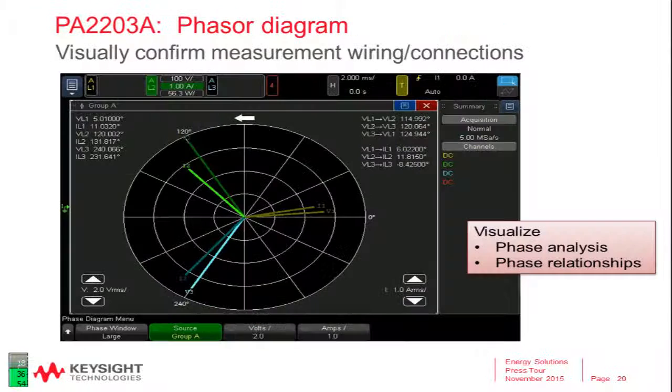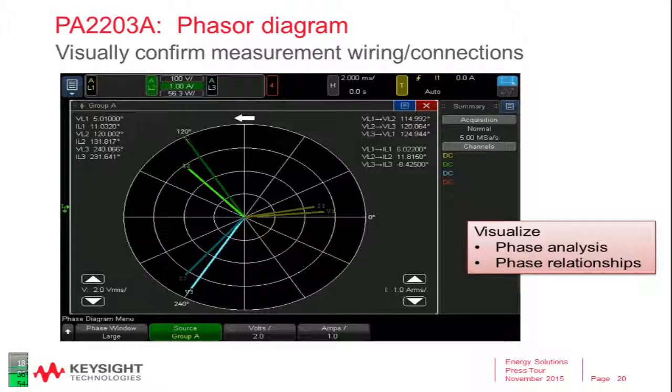Next slide. Now, once you're correctly connected, the next thing that you want to do is verify that you're connected correctly. So this diagram is called a phasor diagram. That's what they call it in the industry. And it's a polar plot that shows the relationship between the 3 phases of the AC power. Hence why we call it a phasor diagram.